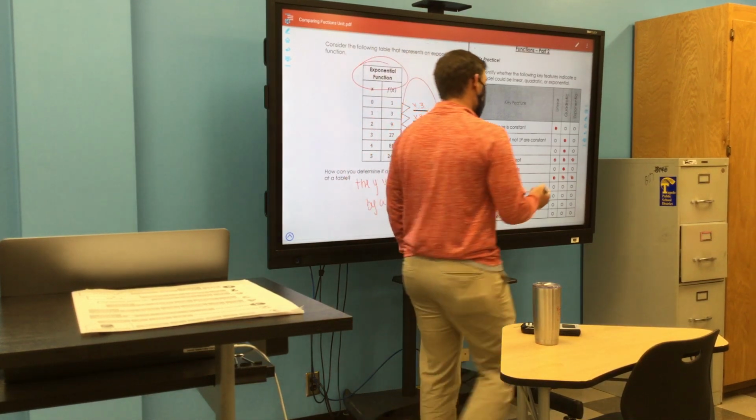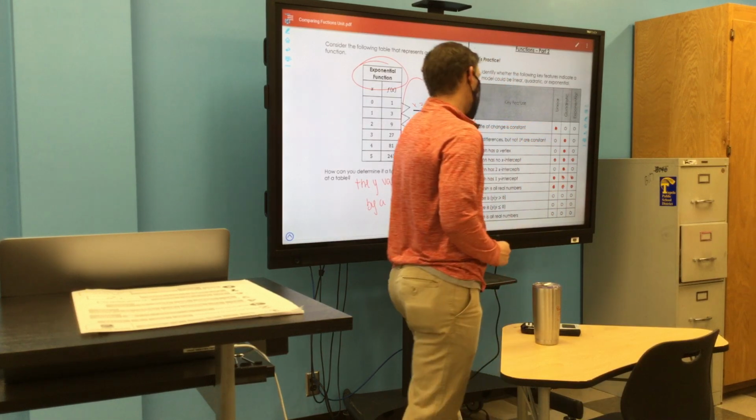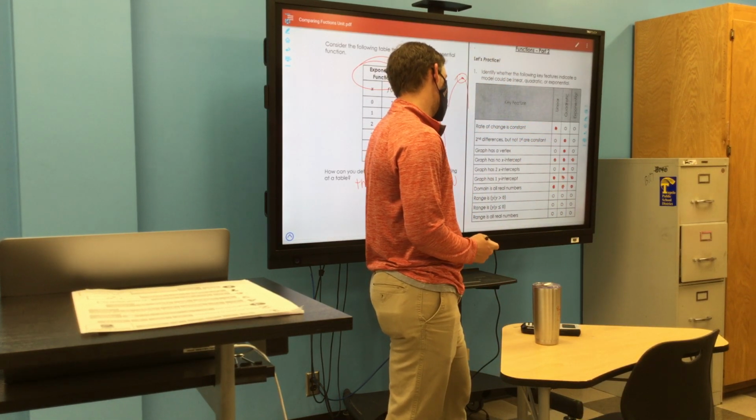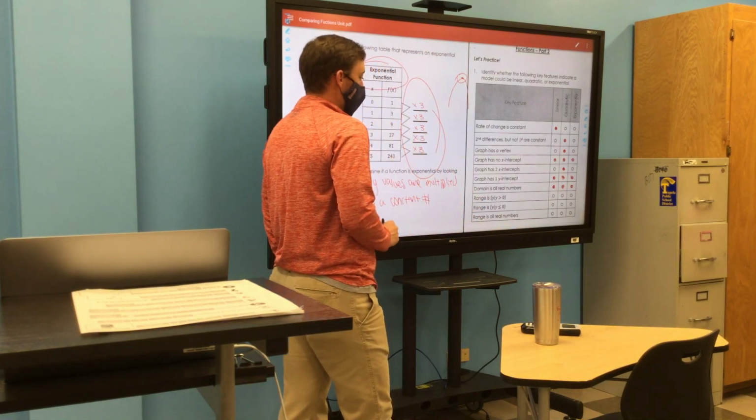Which ones have a domain of all real numbers? All of them, right? We talked about that pretty specifically. All of them have a domain of all real numbers. And then we'll spend some more time on range in a little bit.